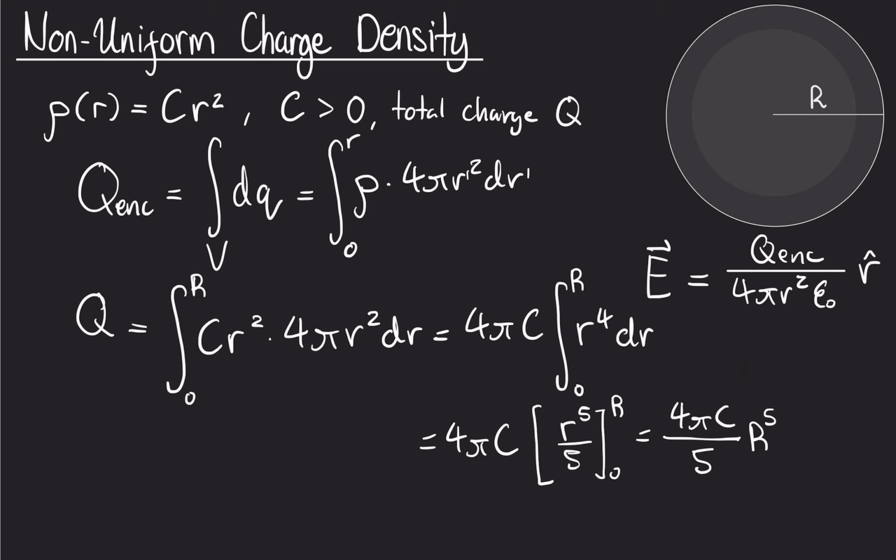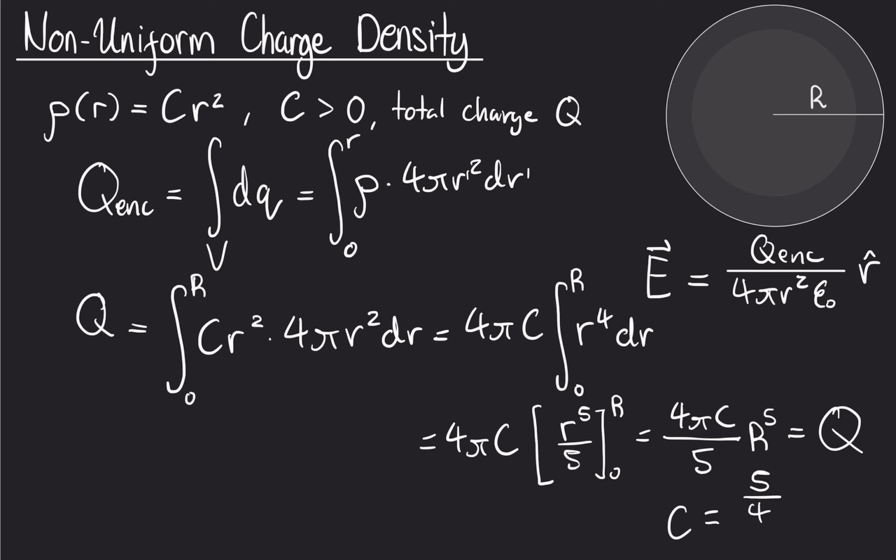Great. So it looks a little bit ugly, but that's fine. And we know that this has to be equal to the total charge. And so what we can do is solve for what C is. So we can multiply by 5, divide by R, so we can do all of this. We get C is equal to 5 over 4.